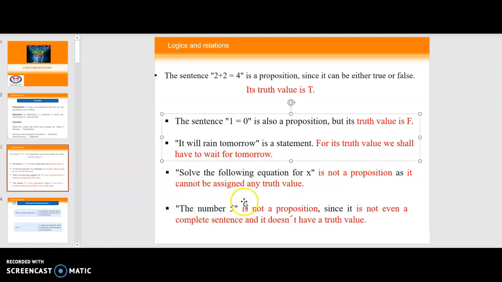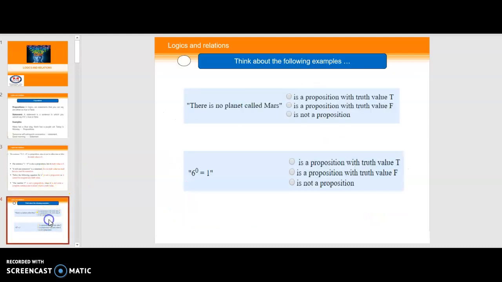The number 5 is not a proposition because it doesn't have a truth value. We cannot say that it is false. For example, if we said the number 5 is an odd number, that would be true because 5 is an odd number. That's different because it has extra information about number 5. Let's continue to the fourth one.